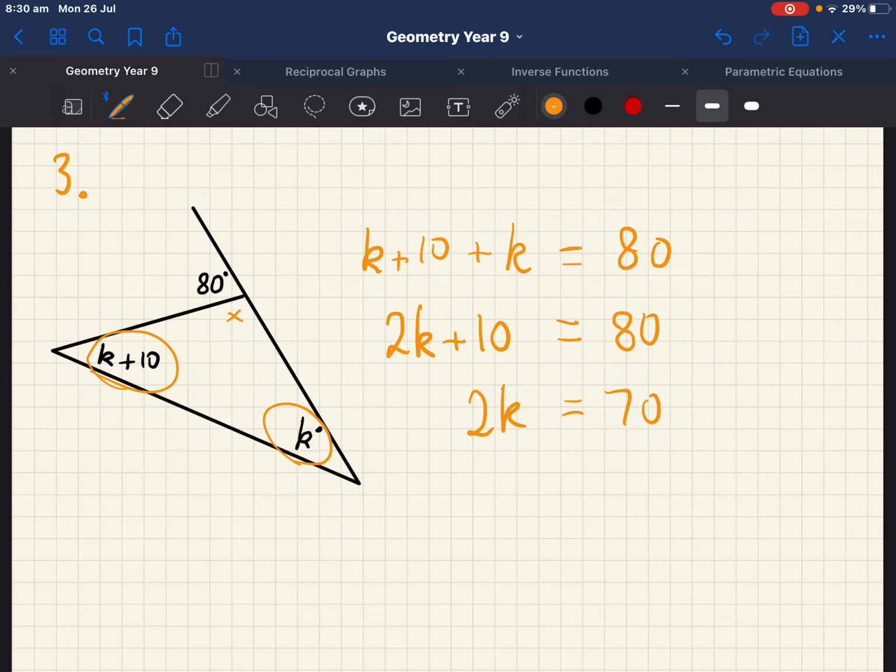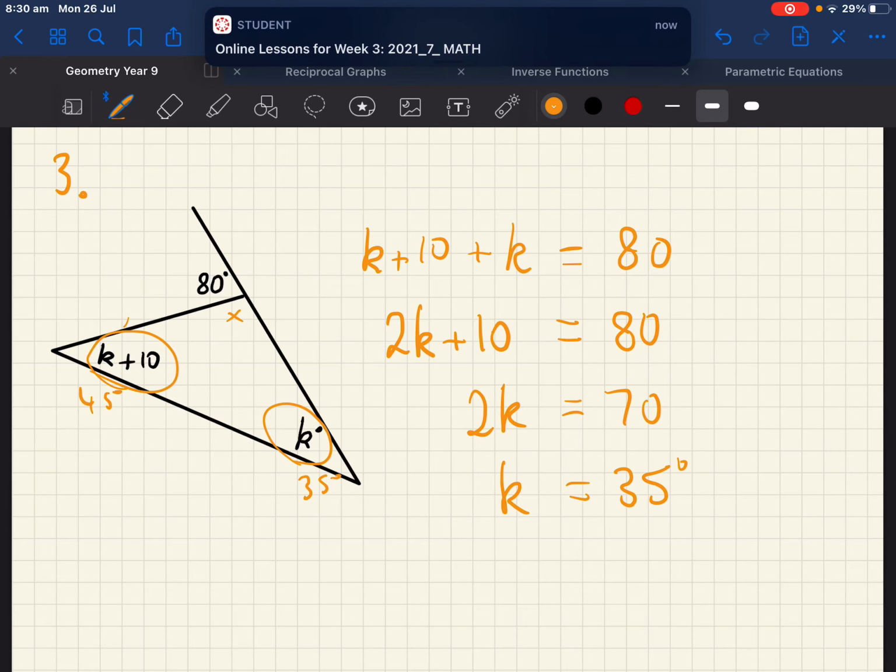How do we get rid of this times by 2? We are going to divide by 2. And yet again, we've found the value of k, letting us know that this angle over here was 35 degrees, and this angle over here was slightly larger. It ended up being 45 degrees, right? Because it was a k plus the 10.